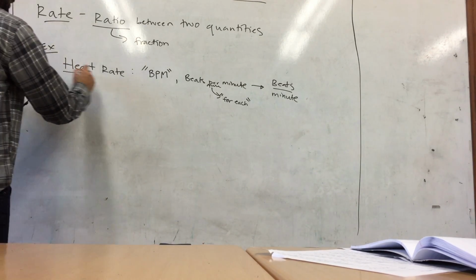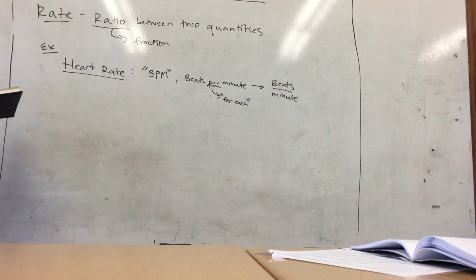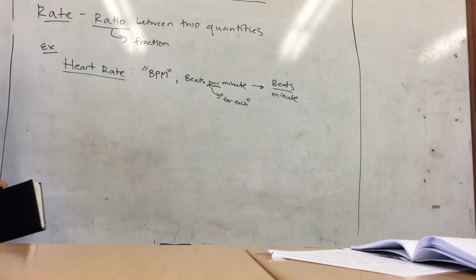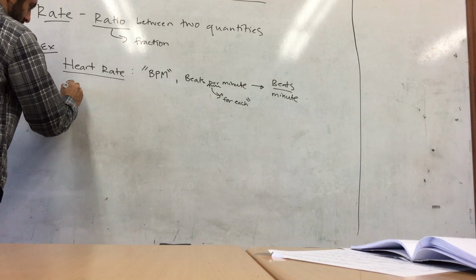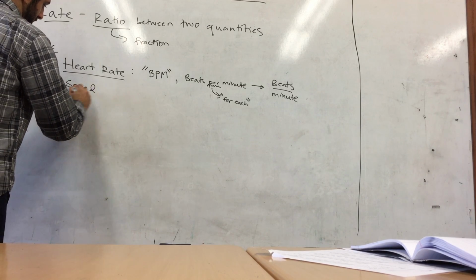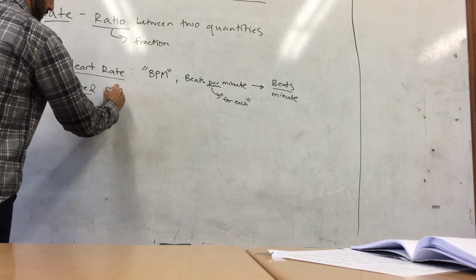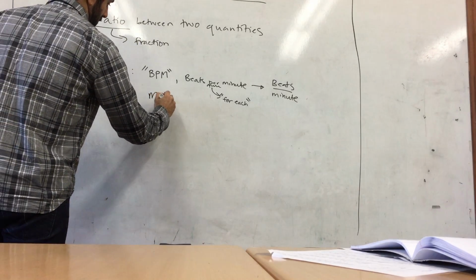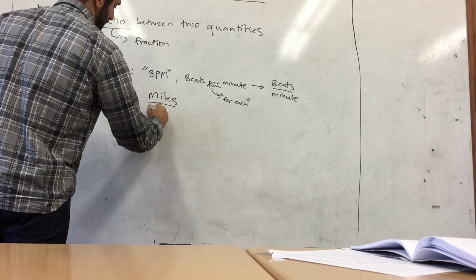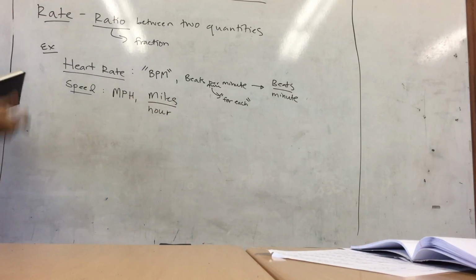Alright, give me a couple other examples. Heart rate's one. What else can you think of? We just did one in the warm-up. What would you call it? MPH, miles per hour. Okay, speed. That's another type of rate.